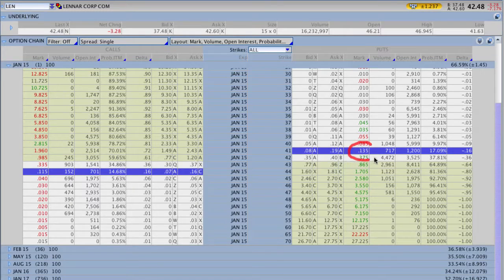Again, the liquidity in Lennar is okay. The liquidity is fine, but when you actually look at the premium that you're receiving, you're just not receiving enough premium to make the trade worthwhile. You're capturing close to a 20% capture rate on the expected move, but it doesn't make sense, not enough to cover a lot of the commissions that you'd have to deal with.